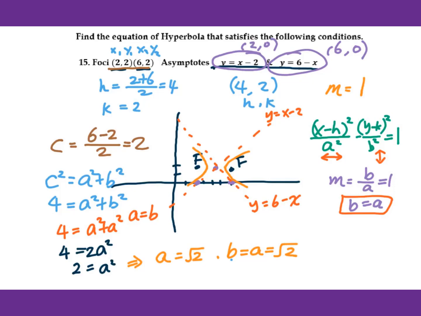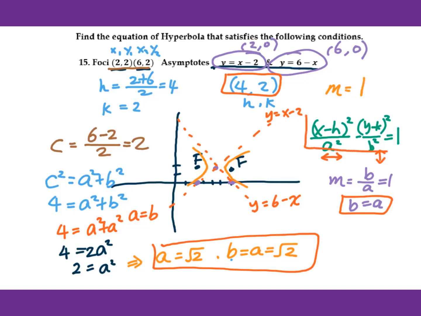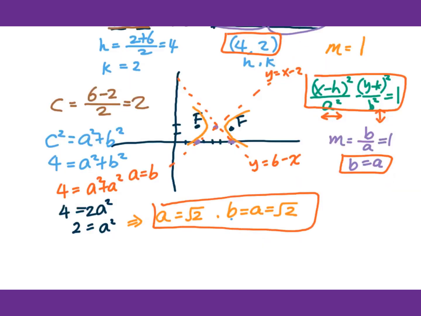We already figured out the center. We know A and B. This is the pattern of the equation. So we can write down the equation for this hyperbola. That will be x minus 4 squared over 2 minus y minus 2 squared over 2 equals 1.